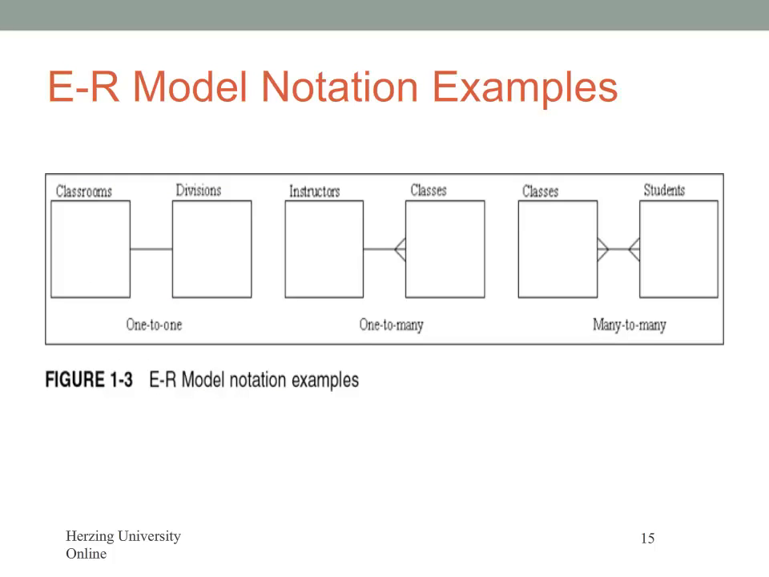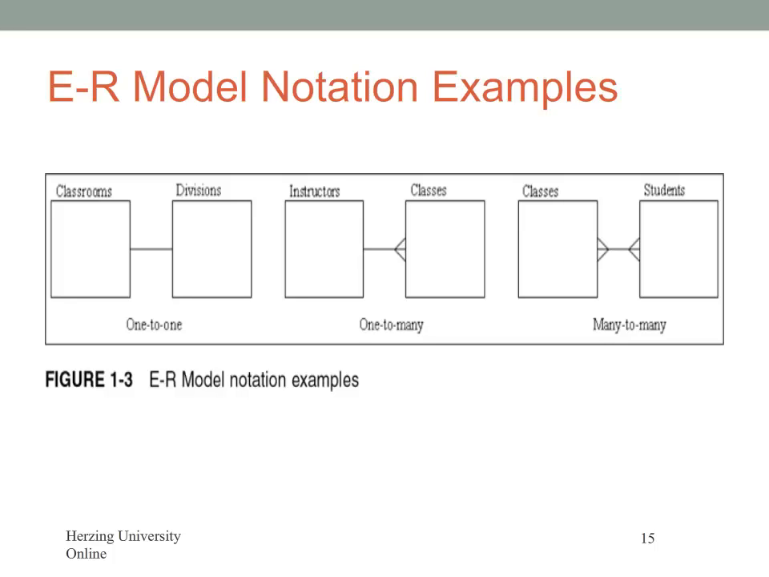Here is an excellent example of an ER model. What you'll see here is that each of the entities, maybe it's classrooms to divisions, share a relationship. The line is what represents this relationship. Here in classrooms to divisions, in the first example, you see the one-to-one.